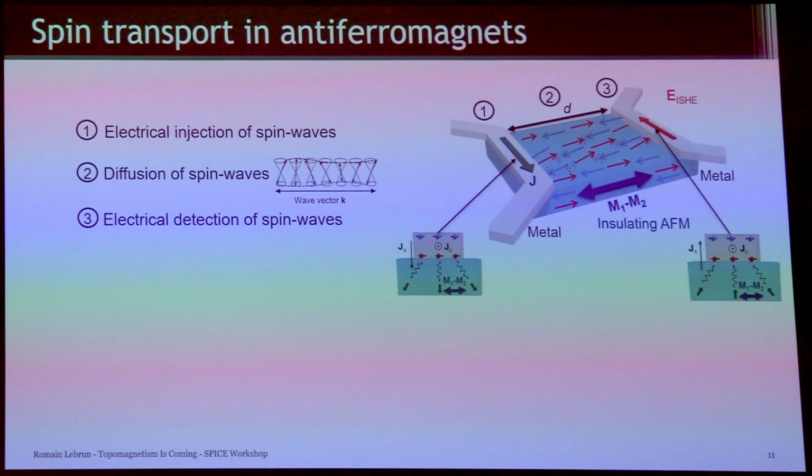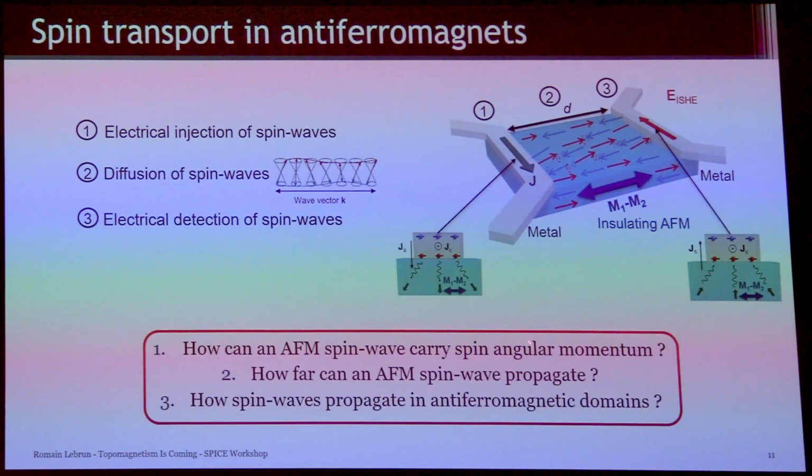So then the first key question we wanted to answer is which phase we should investigate, more the easy axis phase or the easy plane phase of hematite, because in which case can we really transport spin information? And so, yeah, we wanted to investigate those three questions: how antiferromagnetic spin waves can carry spin information, how far they can propagate, and what is the role of the antiferromagnetic domains in the magnon propagation.